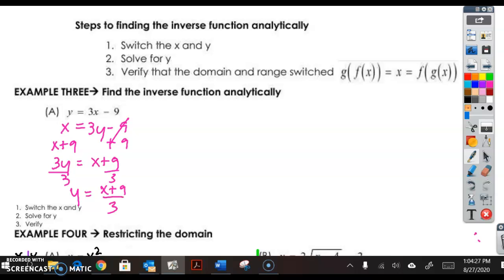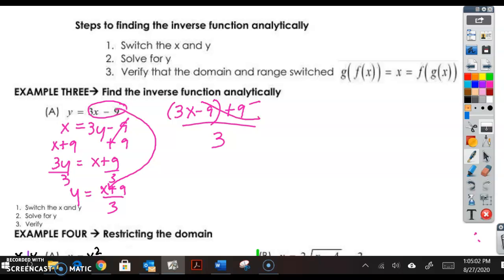Okay, so in order to verify that that answer is correct, this is our input and our output, we have to plug each one into each other and make sure they undo each other. So I'm going to start with 3x minus 9, and I'm going to plug that in right here, plus 9 over 3. Now I should get x, because the 9 and the 9 cancel, right? And I'll get 3x over 3, which is x. Awesome.